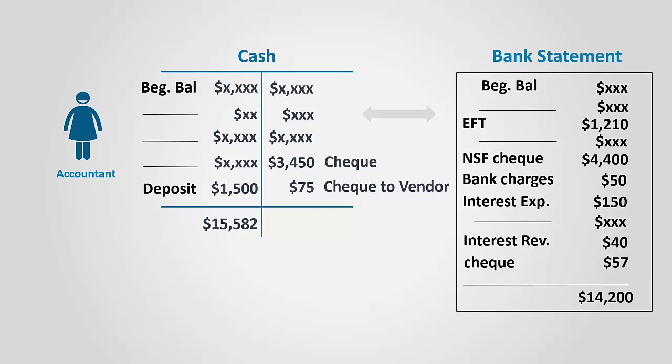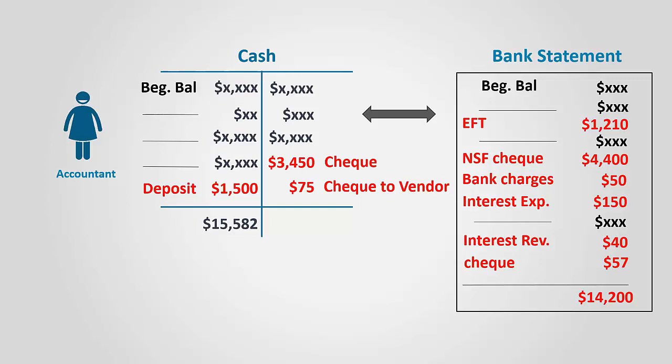After comparing the bank statement with the cash account, the accountant discovers that there is a difference between the balance shown in the bank statement and the cash account shown in the business books. This is due to a few entries in the bank statement that are not found in the cash account and a few entries in the cash account that are not found in the bank statement.